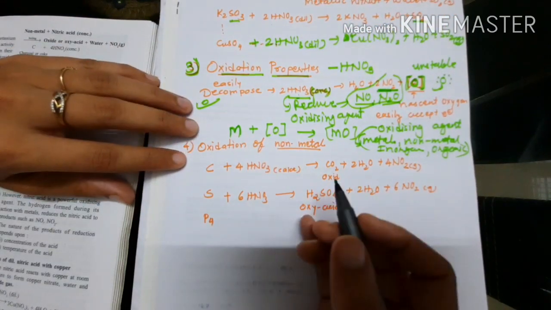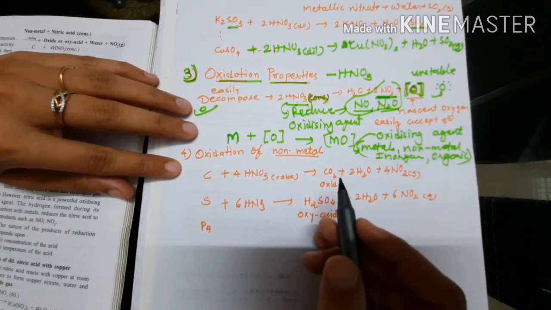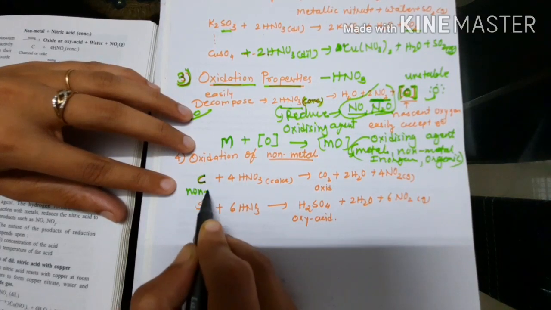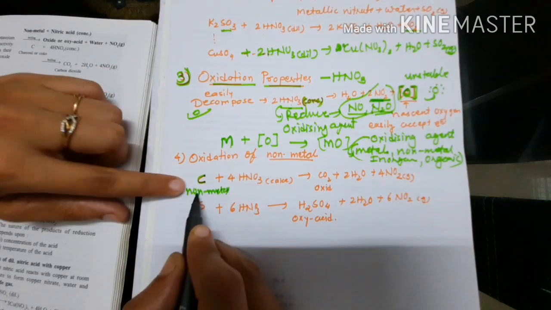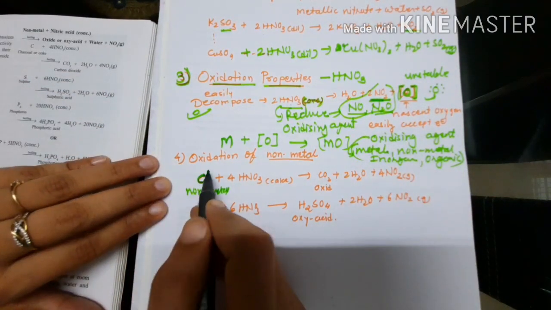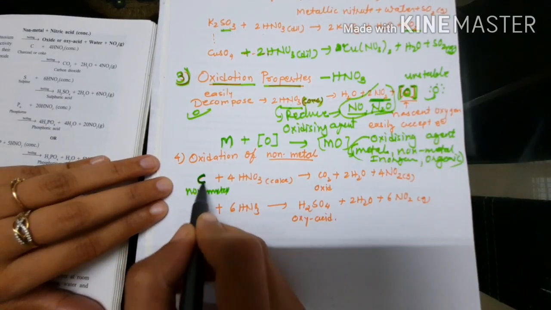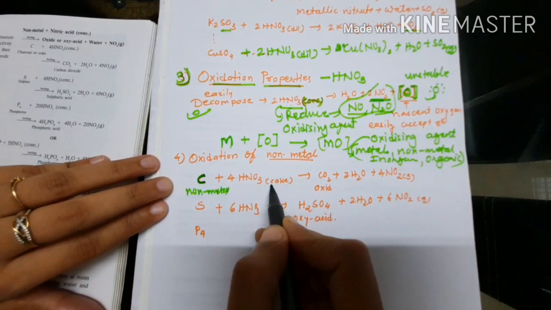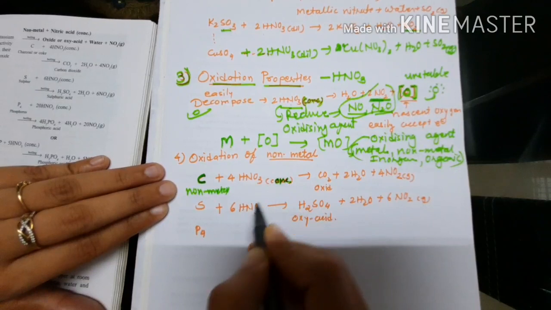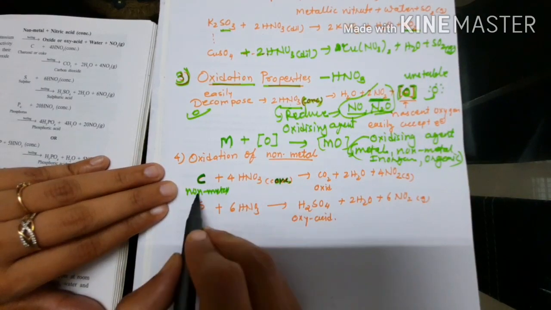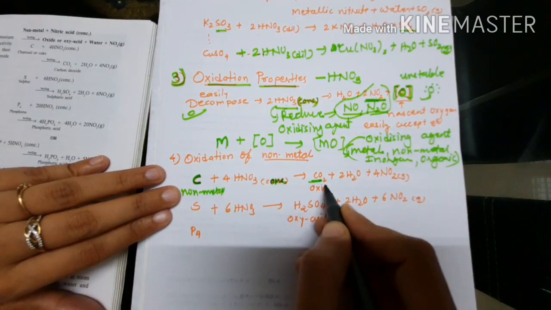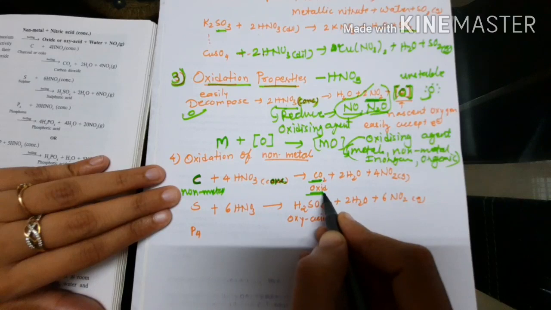Now let's see how it oxidizes non-metals. Suppose the non-metal is carbon, which you know very well. You can take carbon as charcoal, or as a carbon cake. There are many ways you can take carbon. So when carbon reacts with concentrated HNO3, here we are taking concentrated HNO3, when concentrated HNO3 reacts with a non-metal, it converts into the oxide, which means here you can see carbon dioxide, CO2.